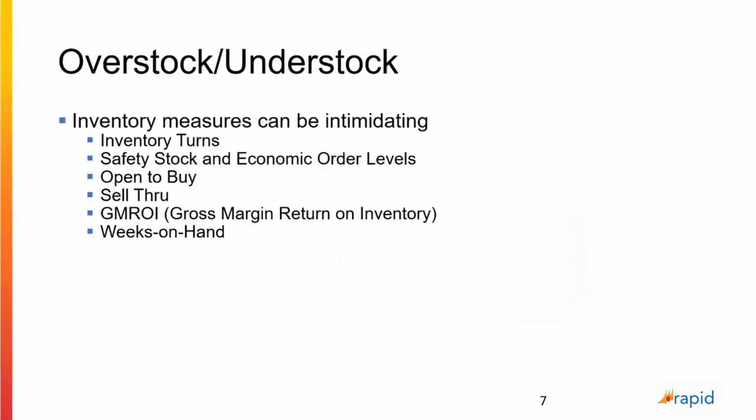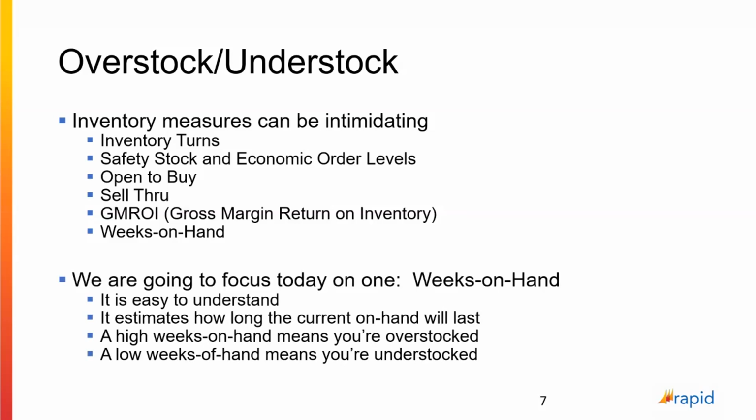And when we get into this, we're really starting to get into a lot of different inventory measures, and these can be intimidating. You may have heard things like inventory turns, safety stock, and economic order quantity, the open to buy, sell through, GMROI. GMROI is one of my favorite, gross margin return on inventory, weeks on hand. All of these are about managing your inventory. And we're going to focus on just one of them today because we only want to take 30 minutes of your time today. And so we're only going to be taking a look at weeks on hand.